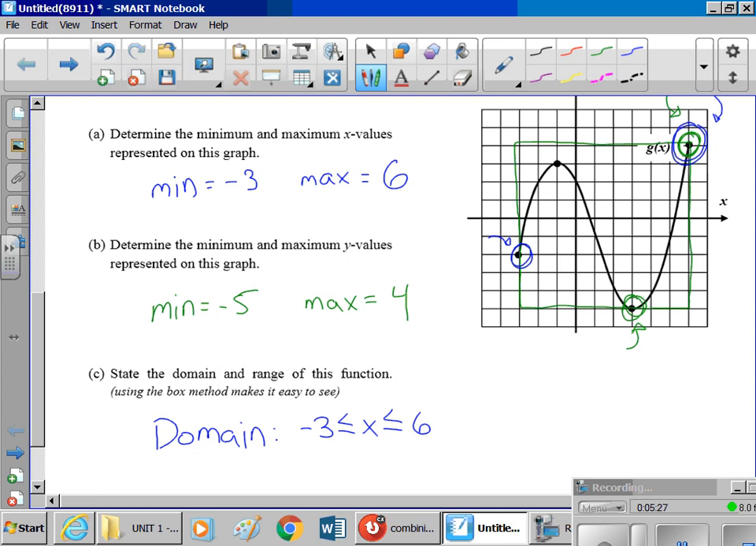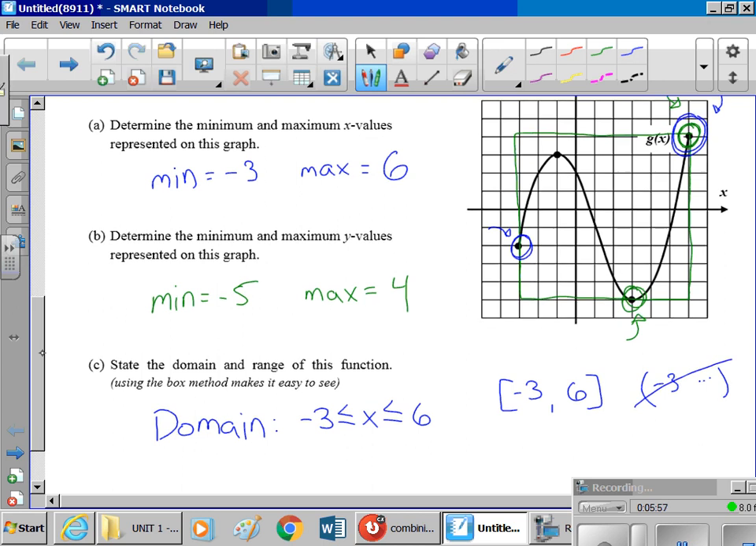Now we're also going to do interval notation. Interval notation, when you have the less than or equal to sign, that's going to be a square bracket, your minimum number, comma, your maximum number, and then another square bracket. If this was a strictly less than sign, you would have a parenthesis, which we're not using in this case. Okay, so for range, we're going to do the same thing.